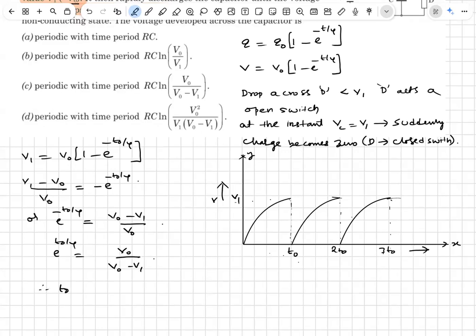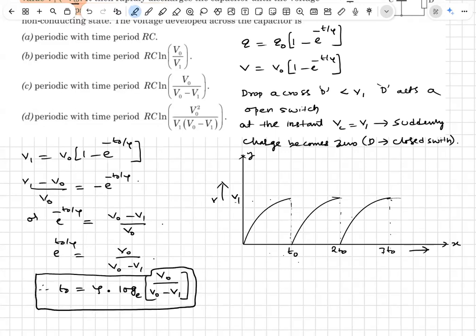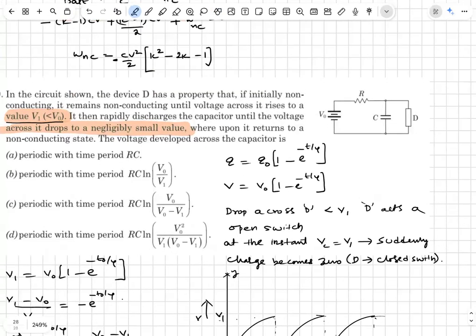Now, t0 is tau times log of V naught by (V naught minus V1). That's the thing. However, don't ask me how it is RC, because don't worry about D. So long as it is not conducting, it's an open switch. It is an open switch, so the equivalent time constant is RC.